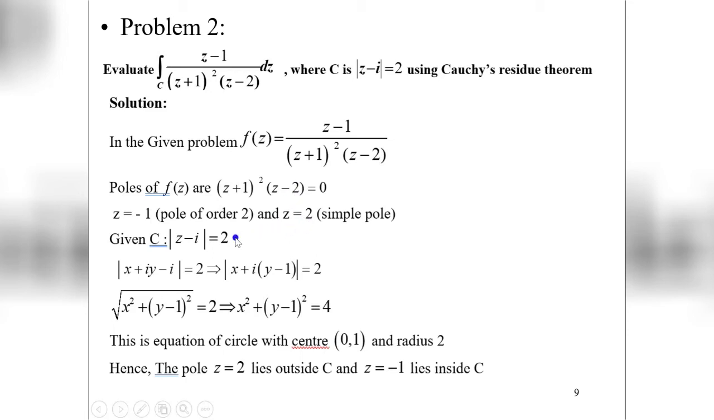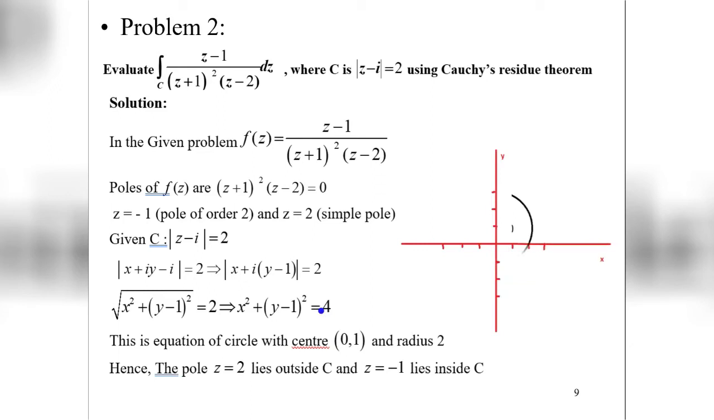As usual, we have to check whether the poles lie inside the given region, modulus of z minus i equal to 2. So by expanding, modulus of x plus iy minus i equal to 2, that is modulus of x plus i times y minus 1 equal to 2, which is a circle equation, x square plus y minus 1 whole square equal to 4.